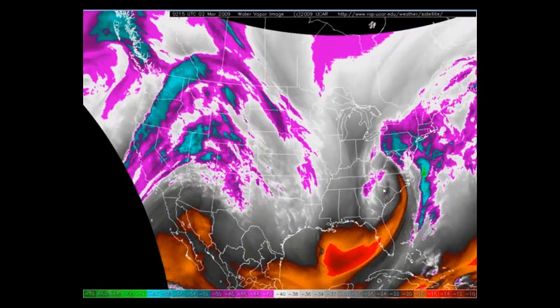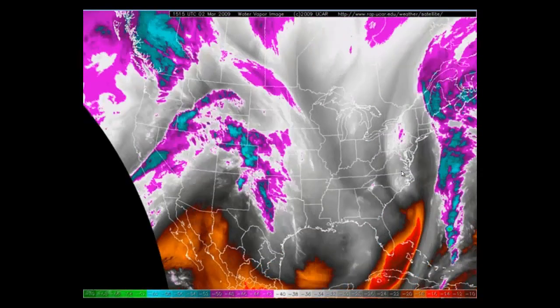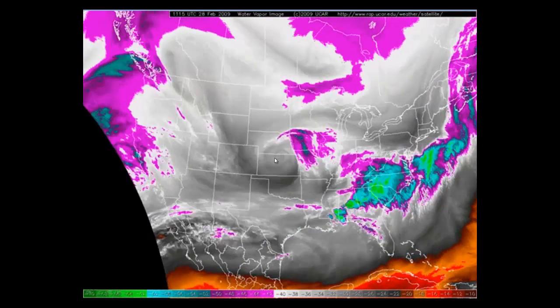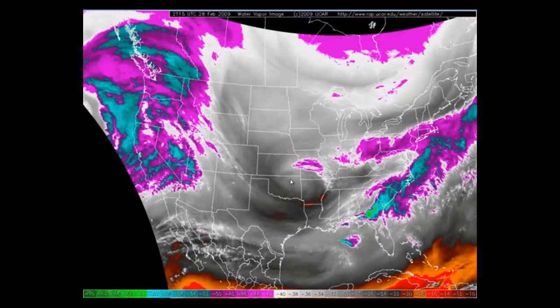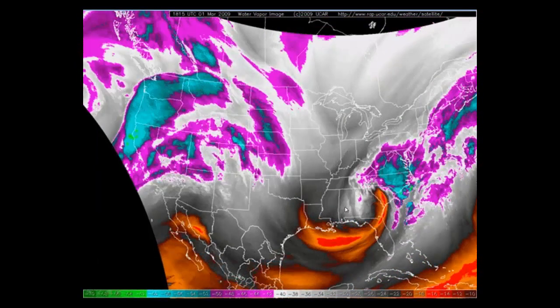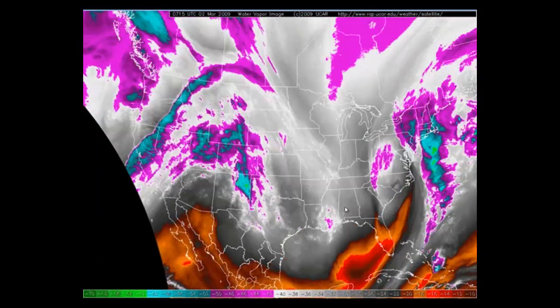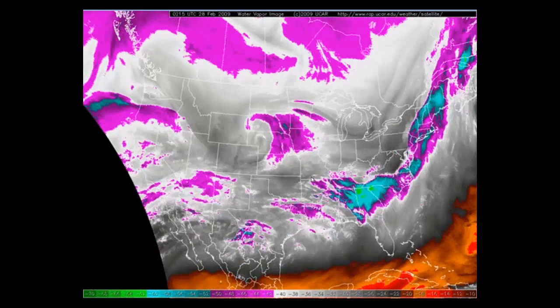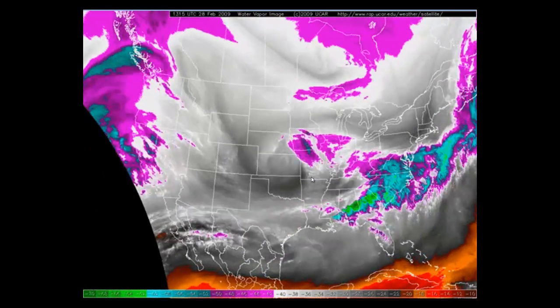And we can use these water vapor loops to help us track these things and try to figure out where they're going. And by the way, this data is all also ingested into our models, and it helps them get more accuracy in trying to figure out this sort of chaotic fluid motion of the atmosphere.